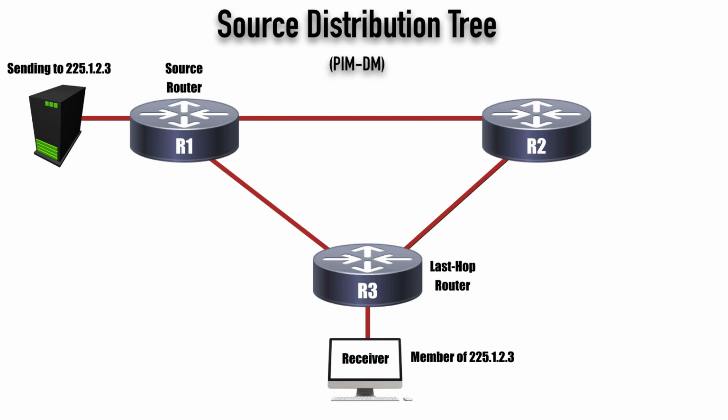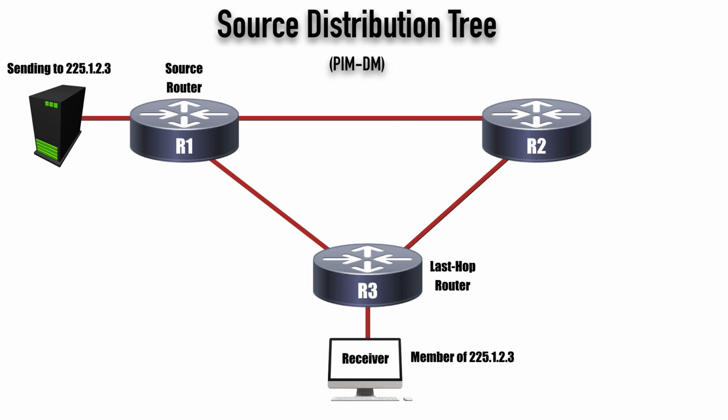And with a source distribution tree, this sender in the upper left-hand corner of your screen comes up on the network, and it's going to be sending to a destination Class D address of 225.1.2.3. And with a source distribution tree, if we're running PIM Dense Mode, here's what happens.